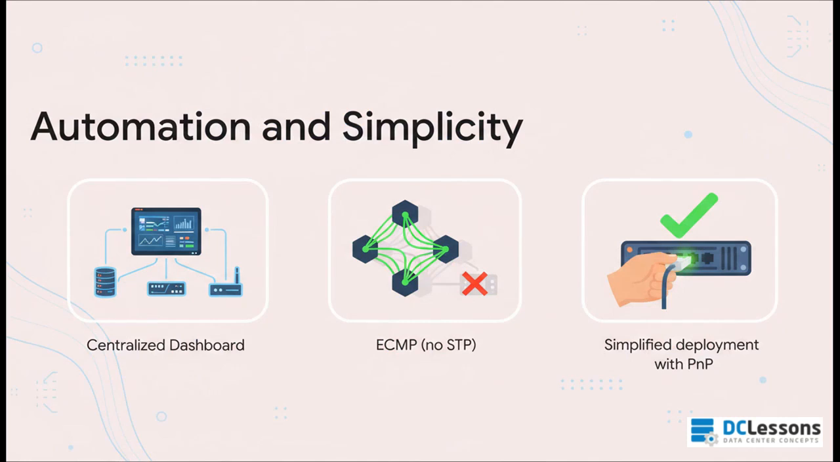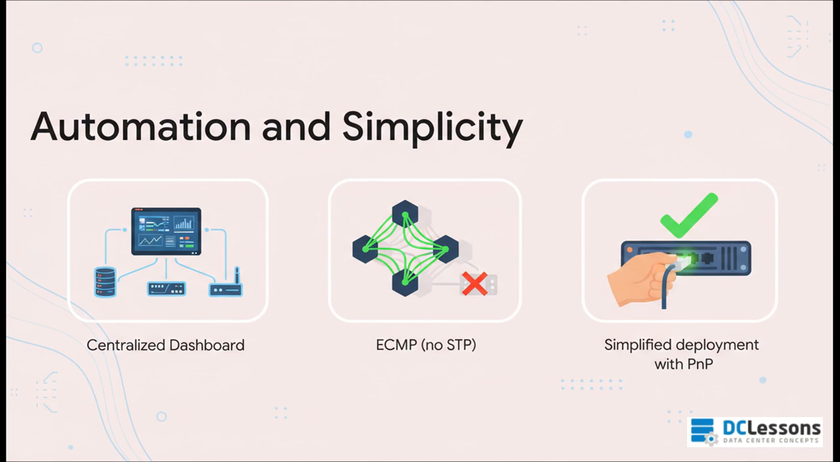The biggest win, right out of the gate, is automation and simplicity. Your entire network is managed from one dashboard. Spanning tree? Gone. It's replaced by modern routing with something called equal cost multipathing, which means all your links are active and being used. And here's a real game changer for the ops teams.